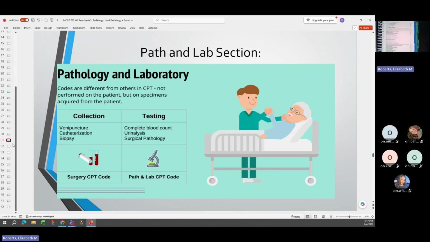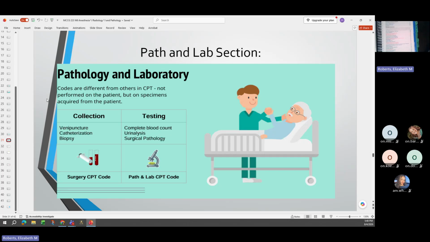We're not actually taking that biopsy. We're not removing the tissue. We're not collecting the urine. Well, sometimes we could be. Sometimes we're collecting the blood. We'll talk about that. But the codes in pathology and laboratory are just for the evaluation of those specimens. So we're not doing anything to patients. We're only evaluating specimens.